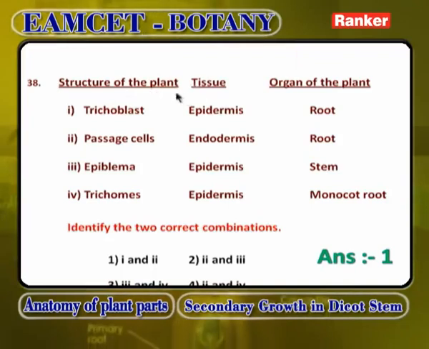Now, this is a 3-column matching: structure of plant, tissue, organ of the plant. Trichoblast, epidermis, root. Correct. Trichoblast in the epidermis gives rise to root hair. Passage cells, endodermis, root. Correct. Epiblemma, epidermis, stem. Wrong. Epiblemma is the other name of epidermis with root hair. It is not present in stem, it is present in roots. Trichomes, epidermis, monocot root. Monocot root shows only root hair. Monocot roots do not give trichomes. So, trichomes, epidermis, monocot root is wrong. So, correct is 1 and 2.